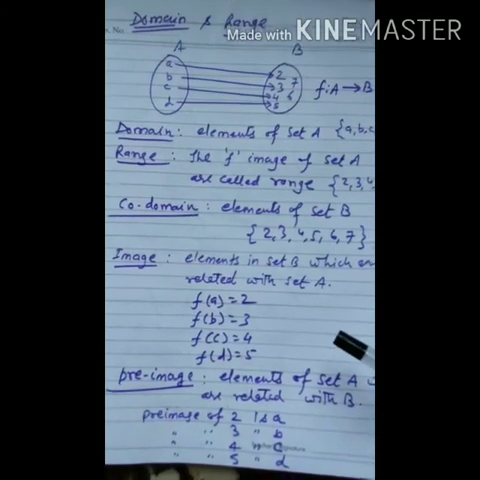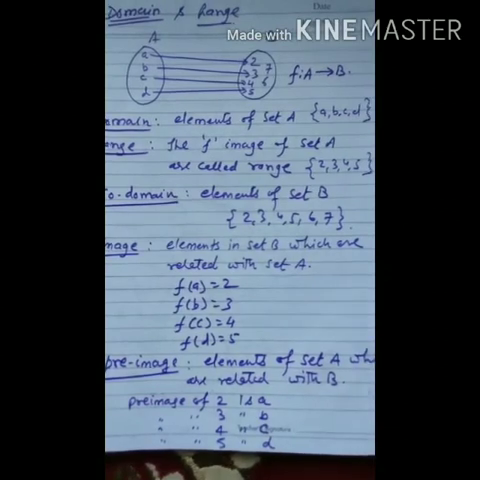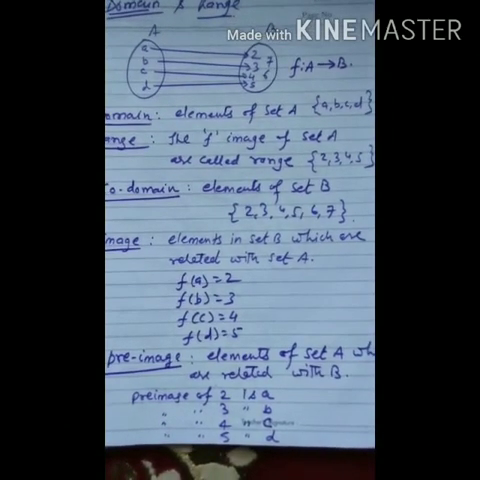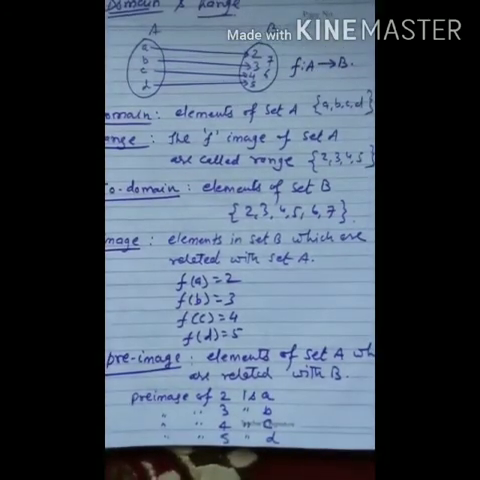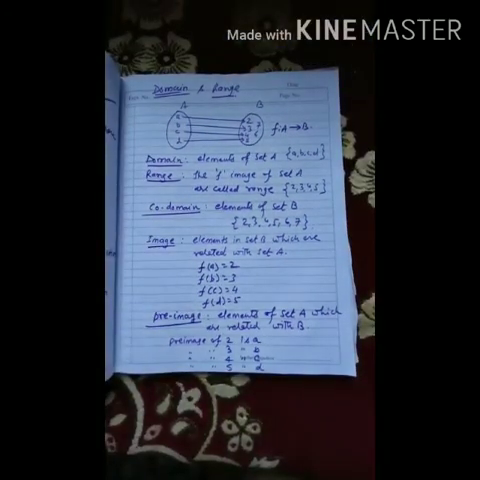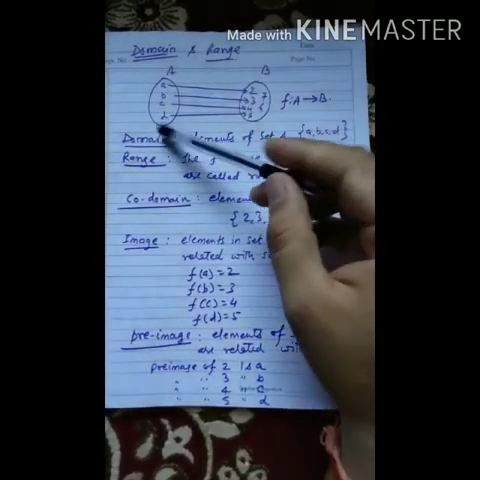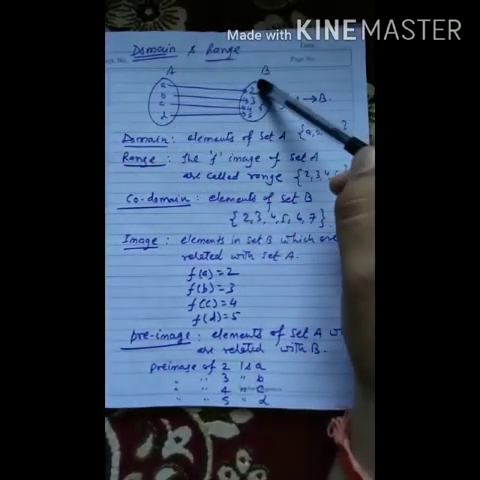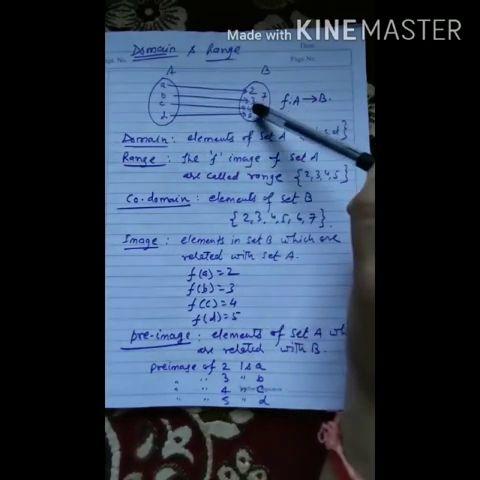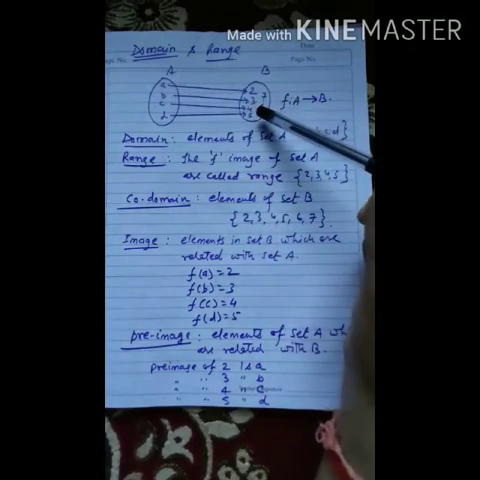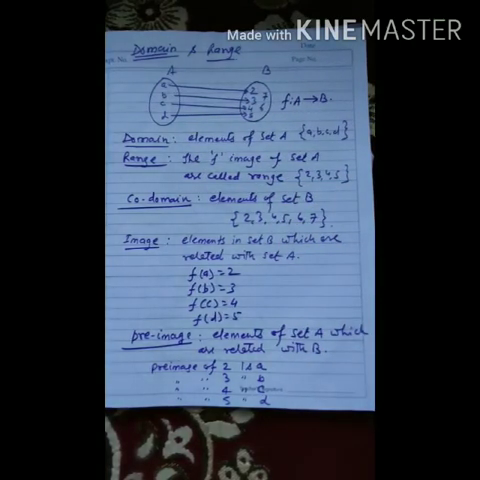And pre-images. What is pre-image? The elements of set A are the pre-images of set B. That is, the pre-image of 2 is A, the pre-image of 3 is B, the pre-image of 4 is C, the pre-image of 5 is D. So this is overall about function.